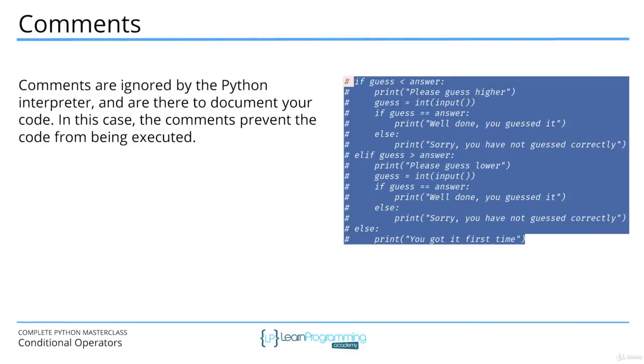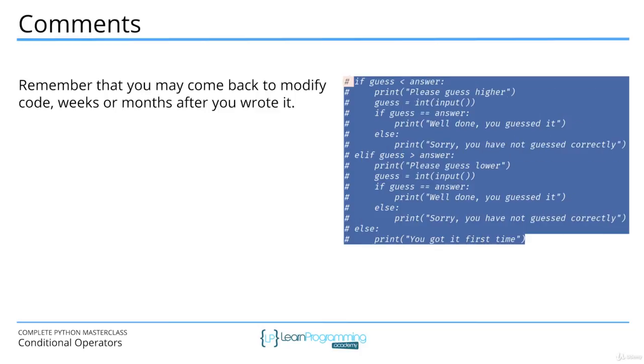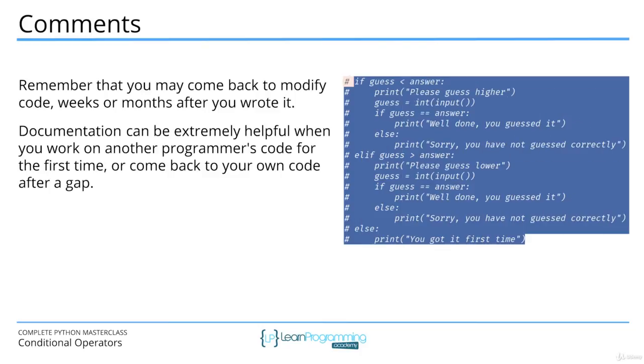Now comments are ignored by the Python interpreter and they're there to document your code. In this case, the comments prevent the code from being executed. Generally, you should use them to explain when you've done something in a certain way, or as a reminder of certain conditions or variable states that may not be obvious by looking at the code. Remember that you may come back to modify code weeks or months or even years after you wrote it. Documentation can be extremely helpful when you work on another programmer's code for the first time or come back to your own code after a gap.